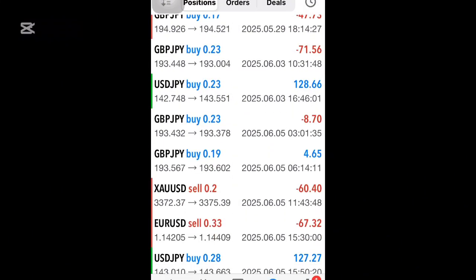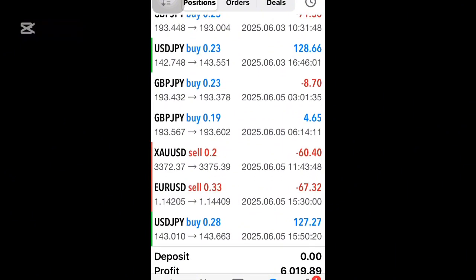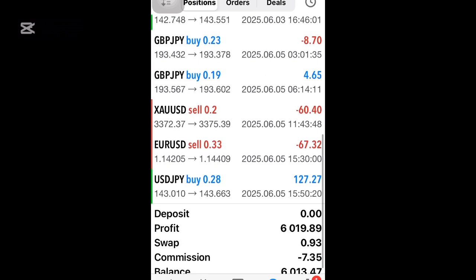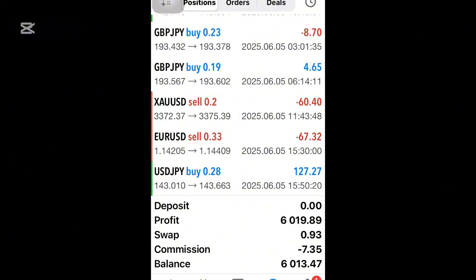So XAU USD, I sold gold also. That was on Thursday or Friday, something, so it hits our stop loss. And Euro USD also, I took the second trade on Euro USD. It hits our stop loss, and you can see this is what we have here. The USD JPY, which is our last trade I showed to you, went to take profit.